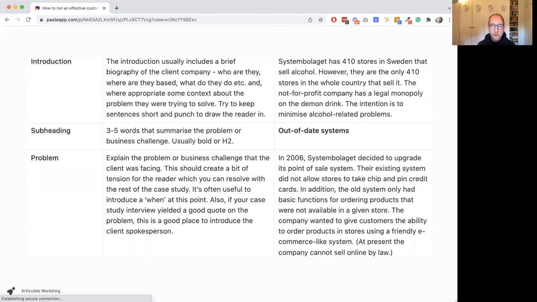Okay, so moving on, you then open with an introduction, and traditionally the introduction is the company biography, right? Tell us about who the customer was. What do they do? Where are they? Just set the context.